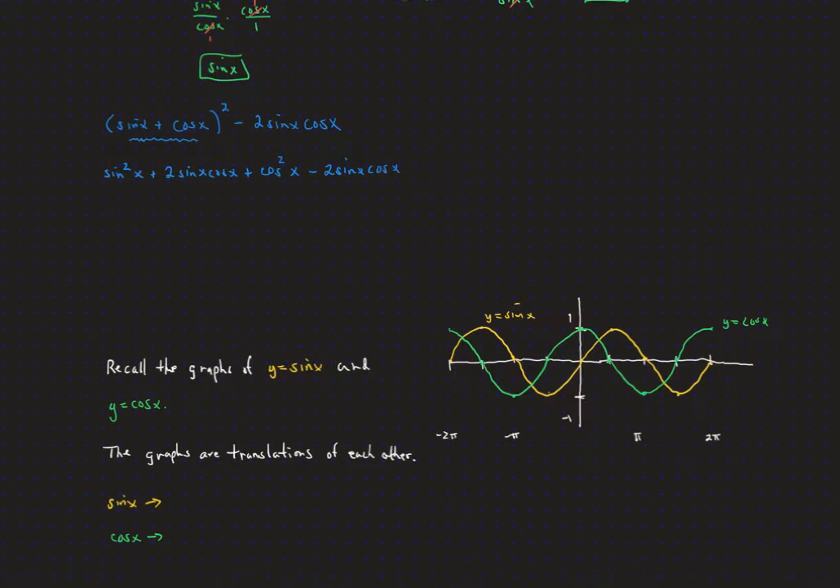So we can recognize, hopefully, that the 2 sine x cosine x and the negative 2 sine x cosine x will cancel each other out. And then hopefully we recognize our most famous of all trig identities, sine squared plus cosine squared x is equal to 1. So that whole expression simplifies to be just 1.